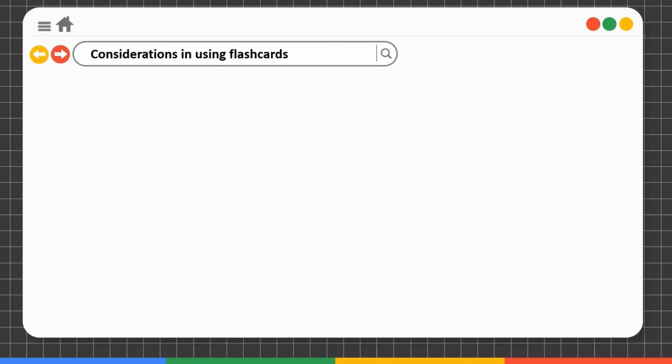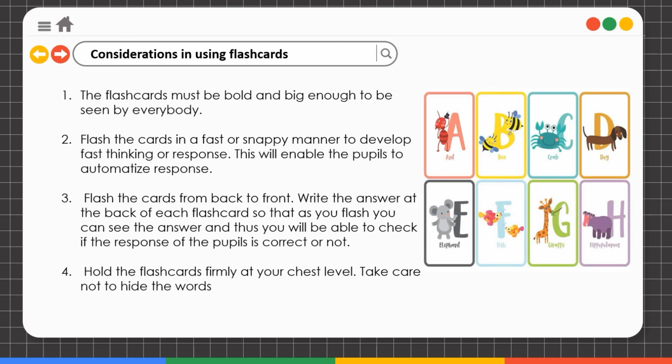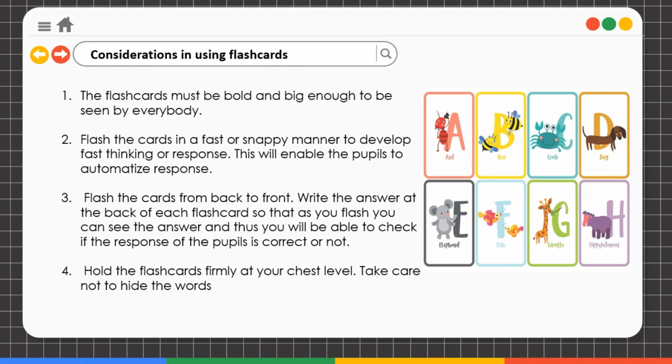Number 1, the flashcards must be bold and big enough to be seen by everybody. Dapat nakikita ng lahat. It should be large and darker text. Heavier appearance than the normal text. At kung image naman, dapat malaki at malinaw. Number 2, flash the cards in a fast or snappy manner to develop fast thinking or response. This will enable the learners or pupils to automatize response. Dapat mabilis siyang nililipat para masanay o ma-practice ang mga learners na mag-isip at sumagot na mabilis.